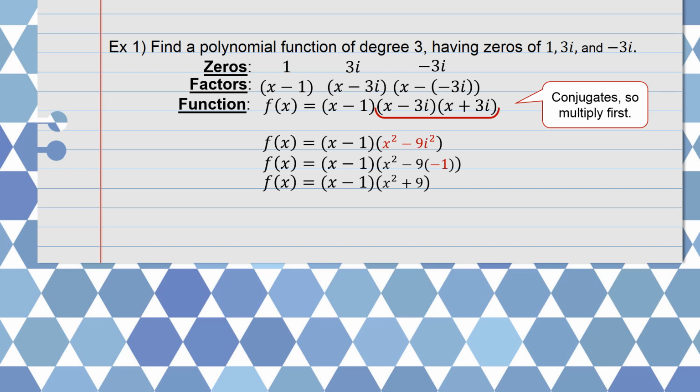Take a moment to multiply these two together. Hopefully you found f of x equals x to the third minus x squared plus 9x minus 9. Again, order is important. The highest degree should be listed first, working its way all the way down to the constant. Now let's check. In the beginning, it said find a polynomial function of degree 3. We'll check your result. Does it have a degree of 3? Yes. Then we've done exactly what we needed to do.